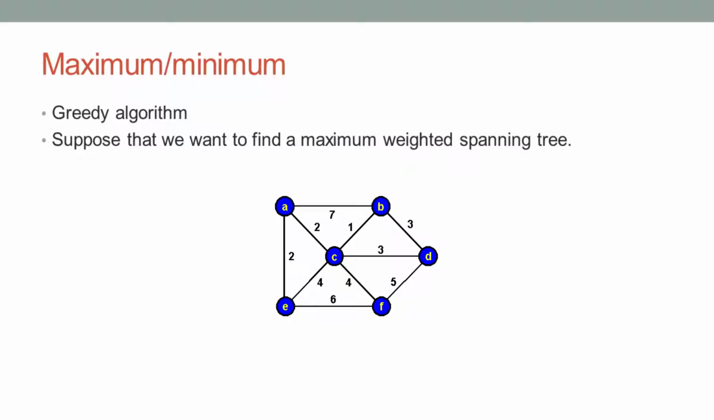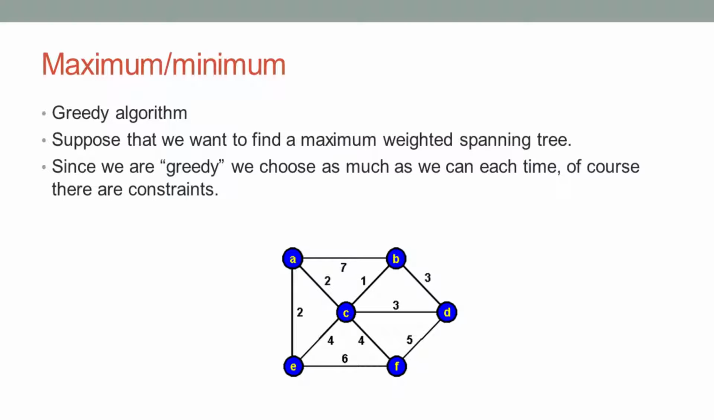So in a greedy algorithm, since we want a maximum weighted spanning tree, we take the maximum weighted edge at each step. We have a constraint. We don't want any cycles because a tree has no cycles. So we choose the maximum. We're being greedy under the constraint that the edges we choose cannot create a cycle. So we choose the edge AB with weight 7.